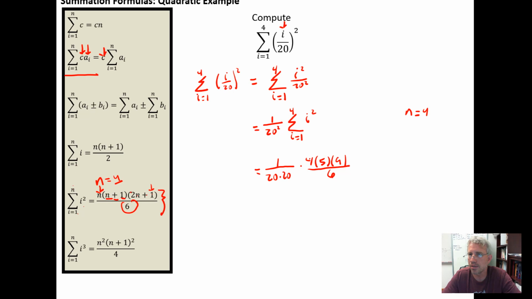So I want to recognize that 4 times 5 is 20, and 20 divided by 20 will equal 1. And then here, 3 will go into 6 twice, and 3 will go into 9 3 times. So there's some simplifying that can happen. So I wind up with 1 times 3 is 3, over 1 times 20 is 20, 20 times 2 is 40, so I get 3/40 as the sum from i equals 1 to 4 of i squared over 20 squared.